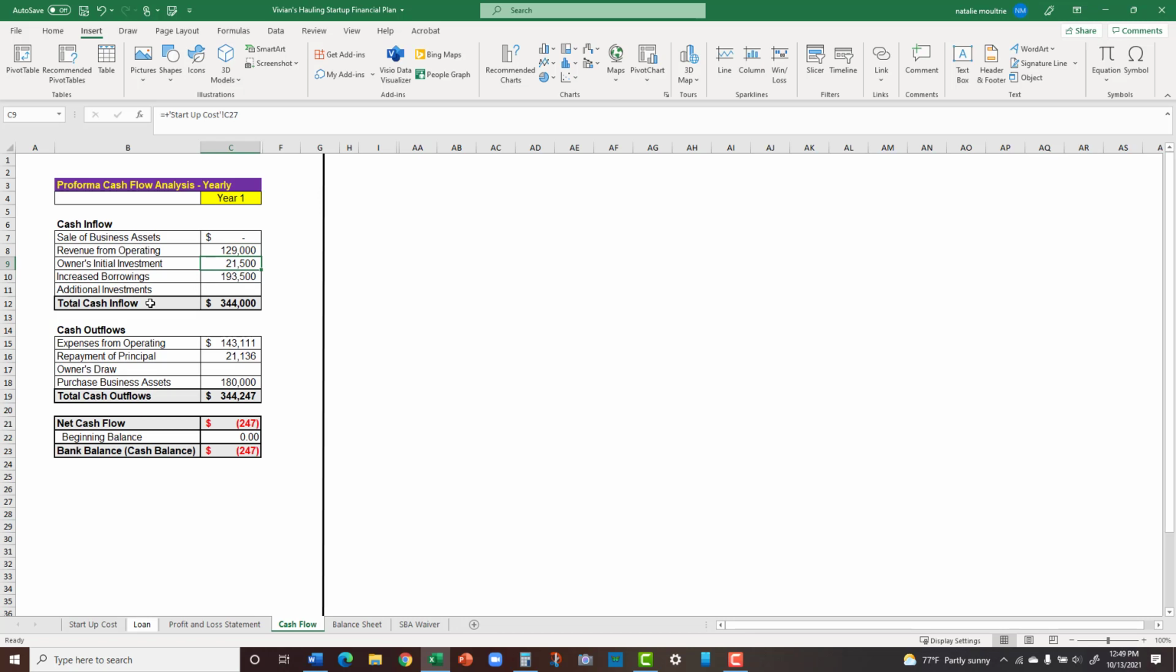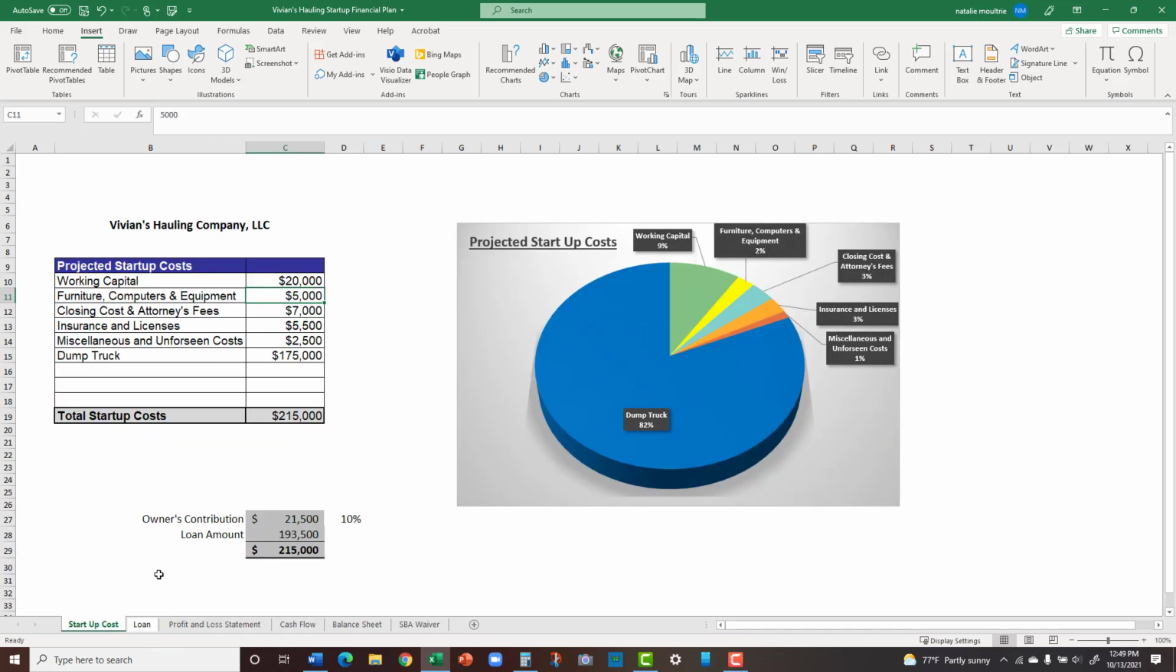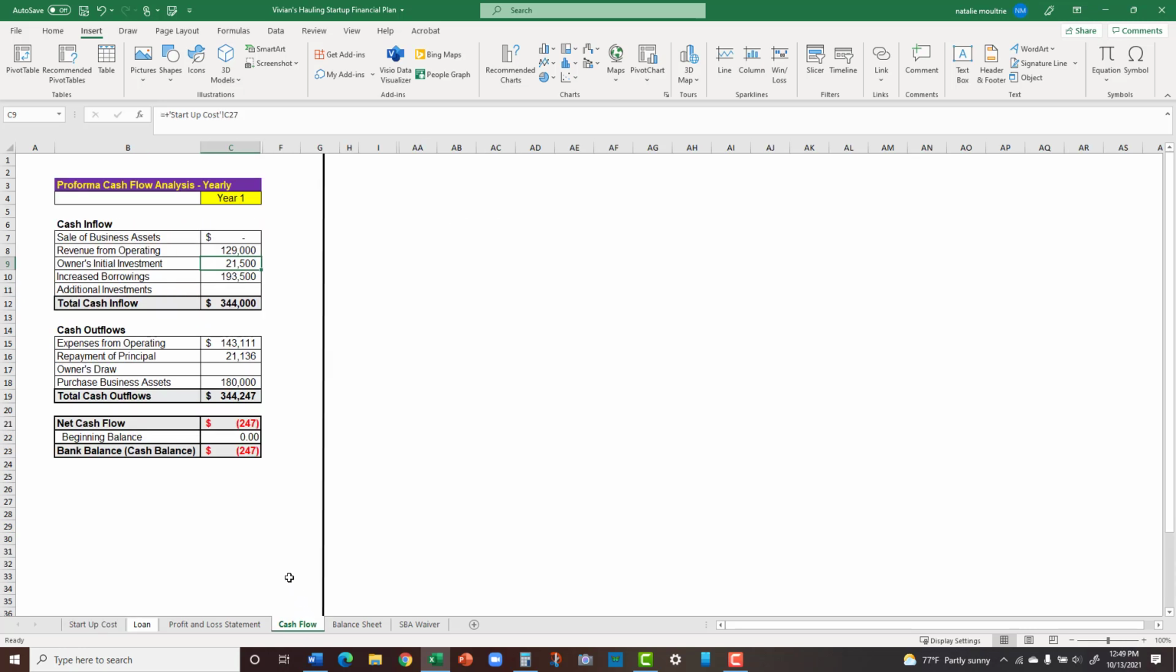This number is our owner's initial investment. Okay, so from our startup, let's go back to the startup tab. We said that we needed $215,000 to start up. The owner is going to bring in 10% of that. So $21,500, and then we're going to borrow the difference of $193,500. So the owner is going to deposit $21,500 into the bank, and then you'll get the loan proceeds of $193,500 deposited into the bank account. This gives us total inflows of $344,000 for the year.